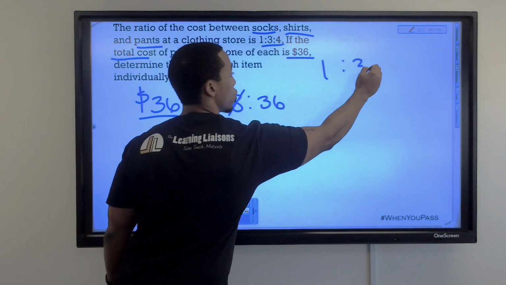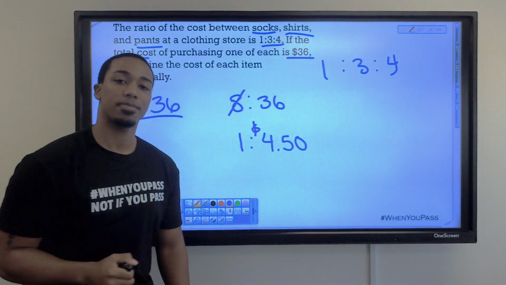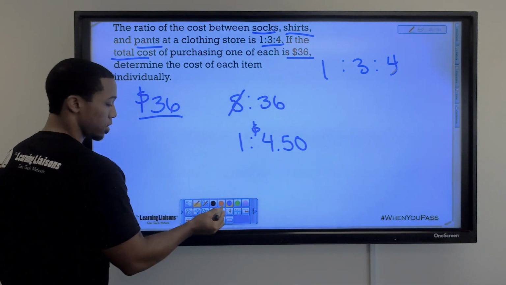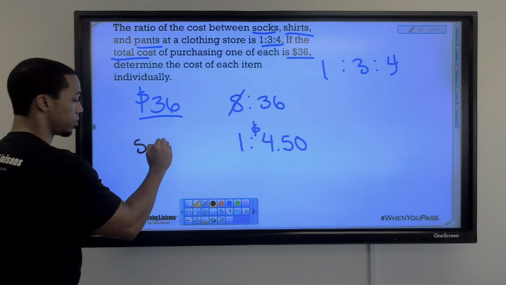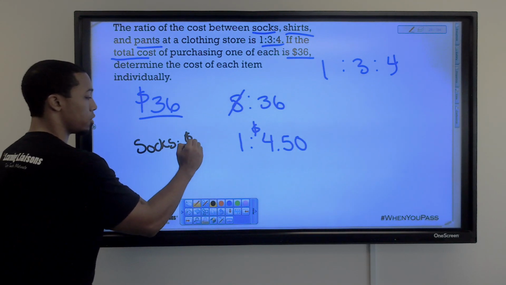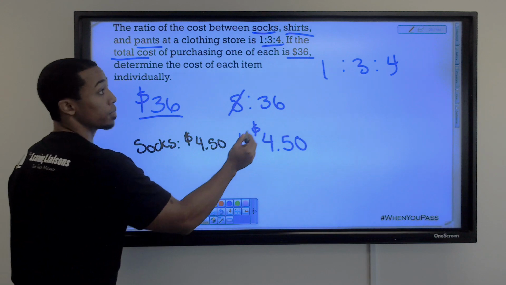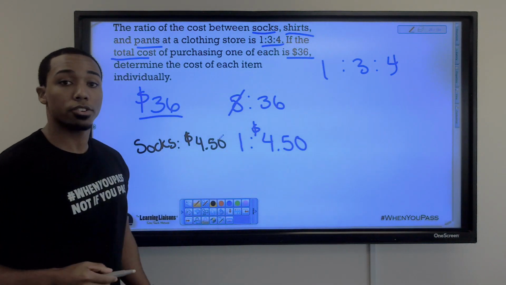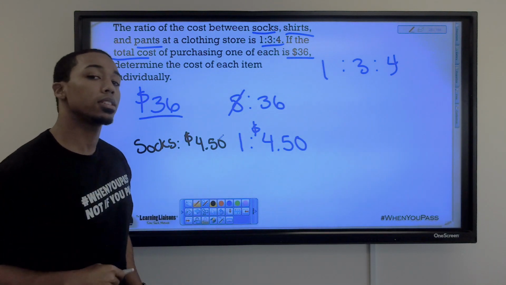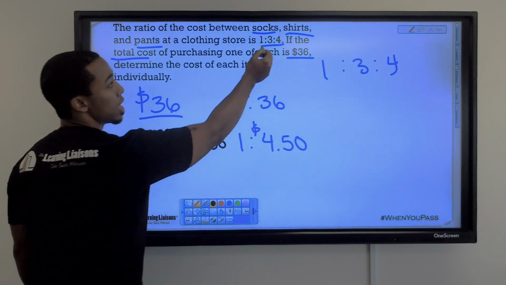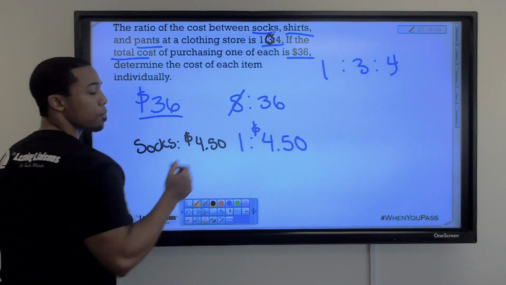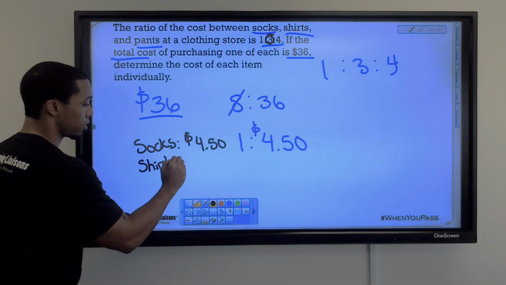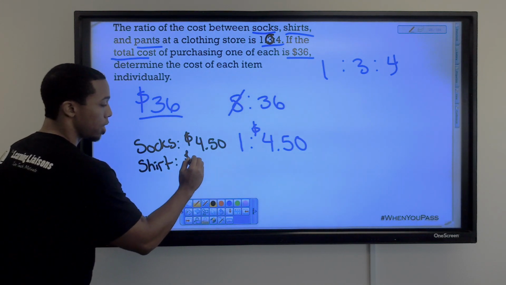So, socks, shirts, pants. Socks, shirts, and pants. All right. 1 times $4.50. Well, $4.50. So my answer for socks is just $4.50. I got 3 of those parts representing shirts. So 3 times $4.50, what's that going to be? That'll be $13.50. Again, I take the 3 here, multiplied it by 4.50 because there are 3 parts. So it's going to be shirts. One shirt will cost us, again, $13.50.